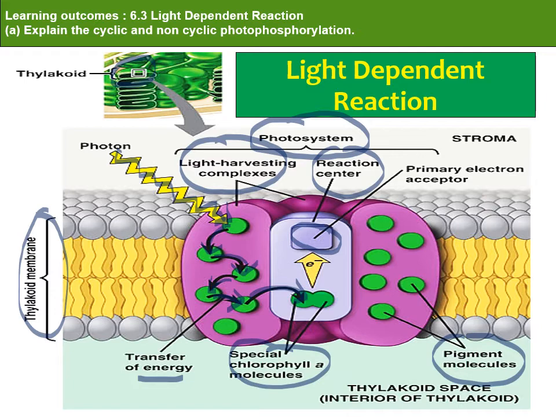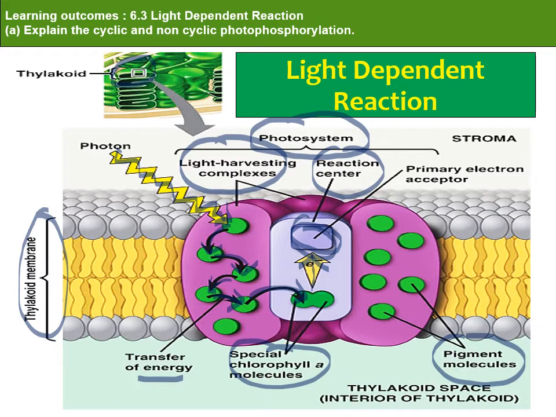Okay, dia ada special chlorophyll A molecule pada reaction center complex. Okay, and pada reaction center tadi saya sebut dia ada primary electron acceptor. Okay, so primary electron acceptor dia akan remove an excited electron from the reaction center chlorophyll A. Okay, akan berlaku kat sini kita panggil photoactivation. So this electron akan photoactivated and accepted by the primary electron acceptor.